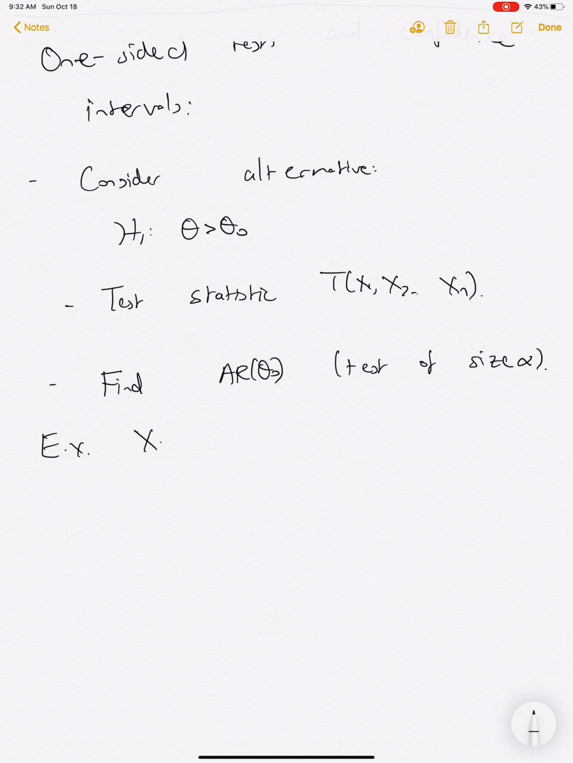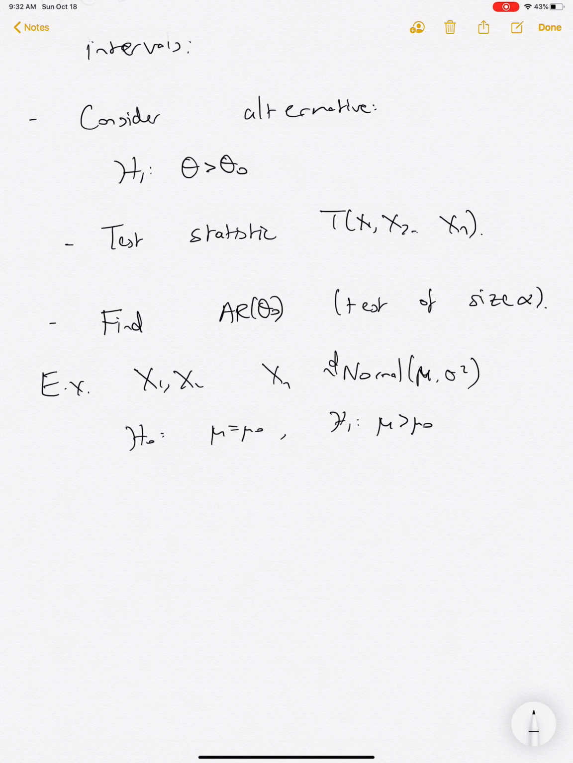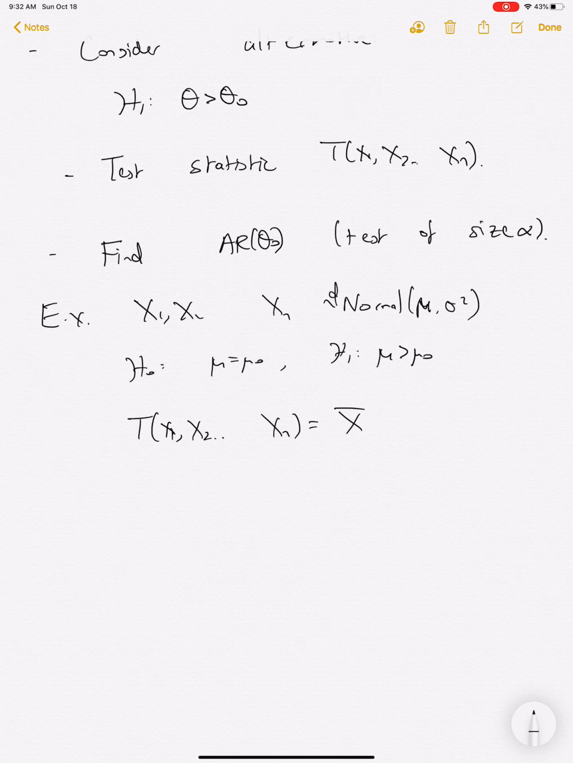So if we have x1, x2 up to xn normal, mu sigma squared. So you have your H0, which is mu equals mu 0, and you have your H1, which is now mu bigger than mu 0. Okay, and so we have that our test statistic t of x1 through to xn is equal to x bar. Find the acceptance region of mu 0.